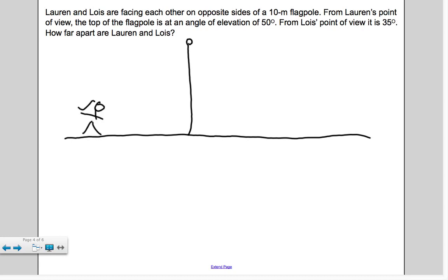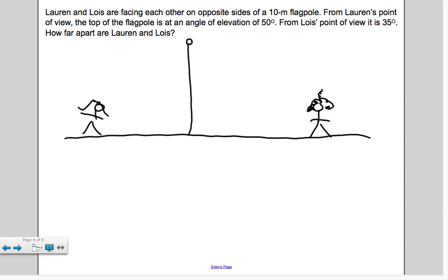She has long hair, I guess. I don't know. Lois could be over here. She had curly hair or something. Maybe she has a beehive. She's from the 60s or something. I don't know. Okay, so this is Lauren and Lois. The point is, they're on opposite sides of the flagpole, one on one side, the other on the other side.